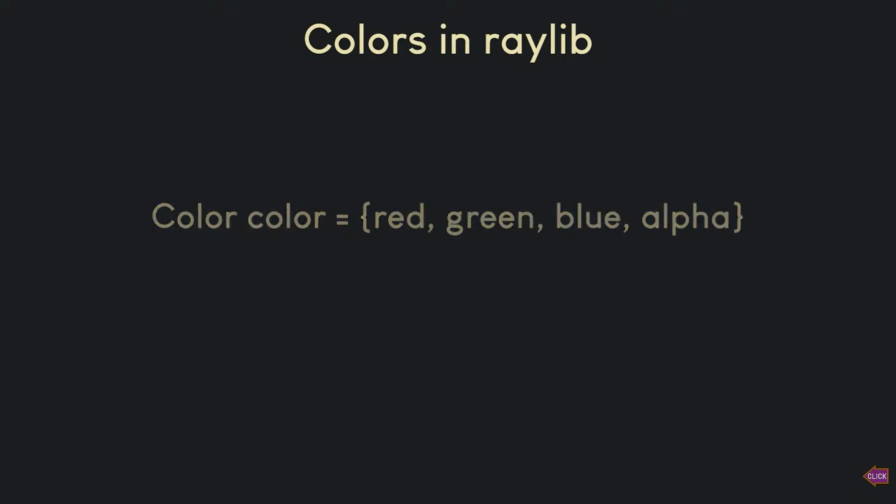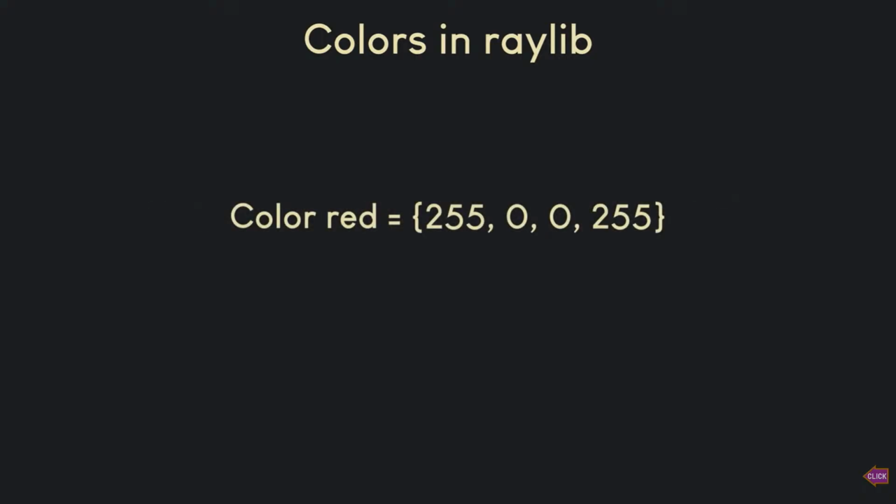For example, to create a red color, we will create a Color struct with the following values. Color red = {255, 0, 0, 255}. The first three values represent the red, green, and blue components, respectively, while the fourth value represents the alpha component, or the transparency of the color. In this case, the alpha value is set to 255, which means the color is completely opaque.